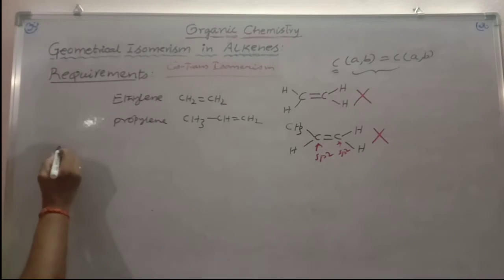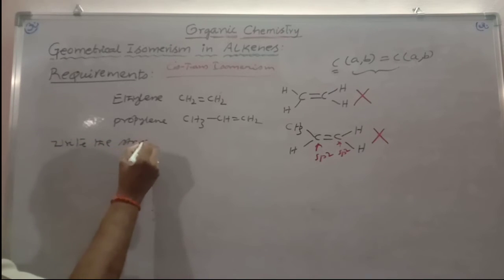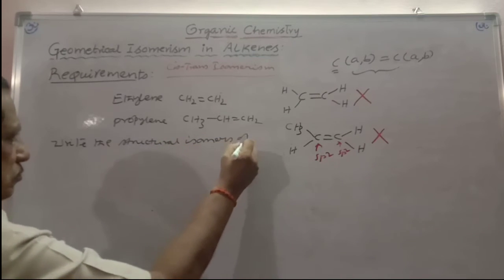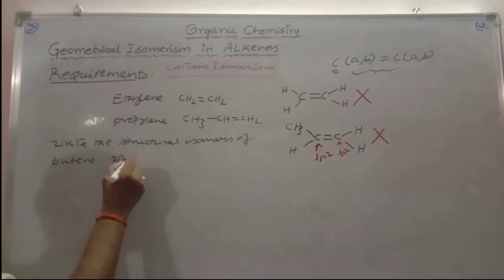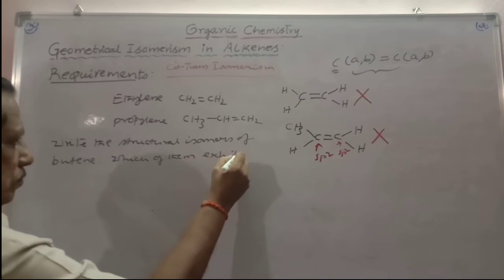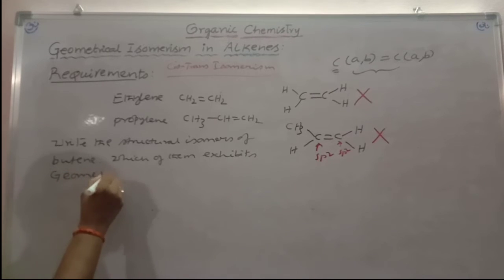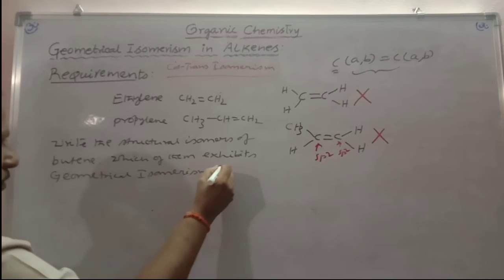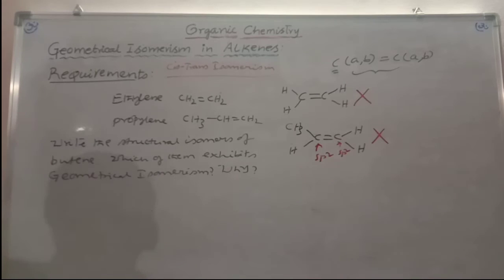One simple question to you, write the structural isomers of butene, which of them exhibits geometrical isomerism. Why? This is the question given to you.